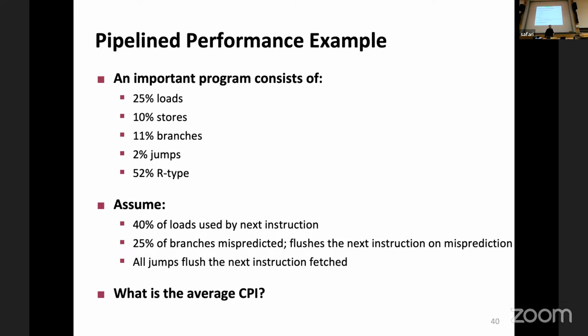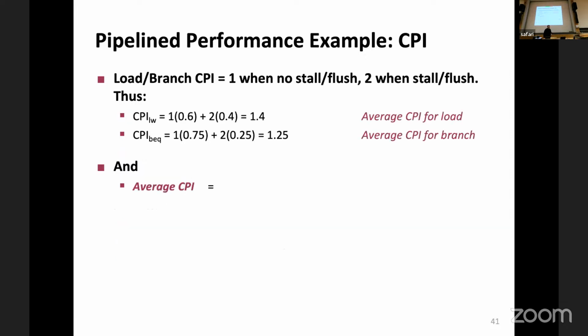And for 25% of branches, we have misprediction. So we need to flush the next instruction on misprediction. And all jumps flush the next instruction fetched. So we always have 2 cycle execution for jumps. So what is the average CPI?